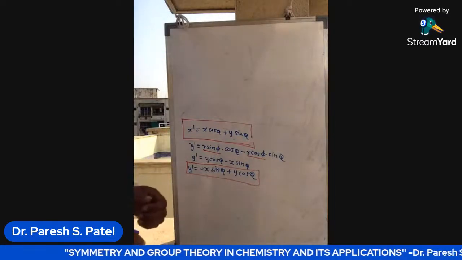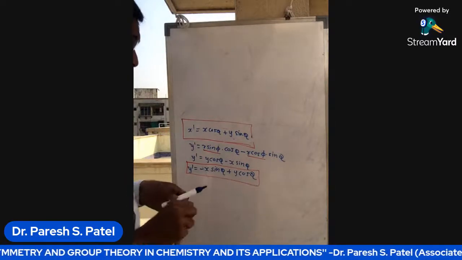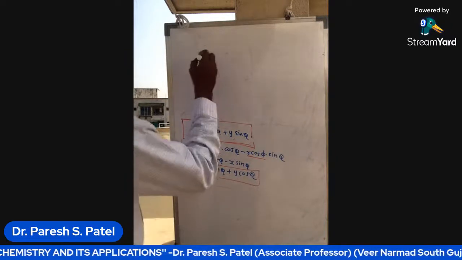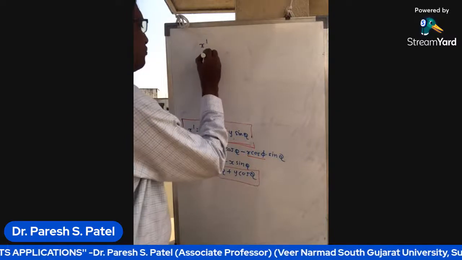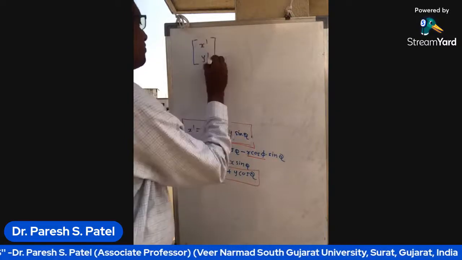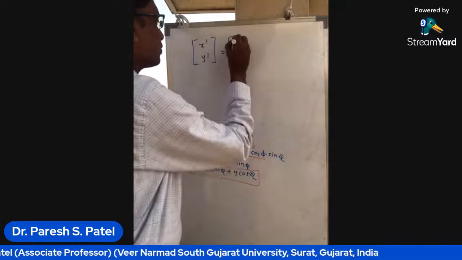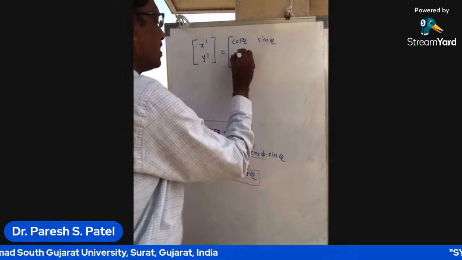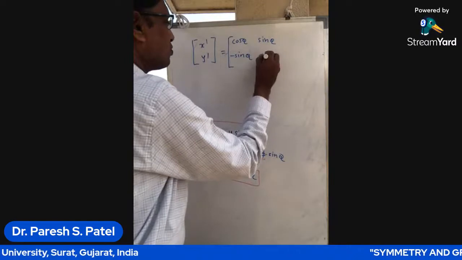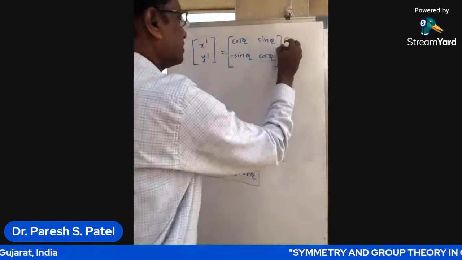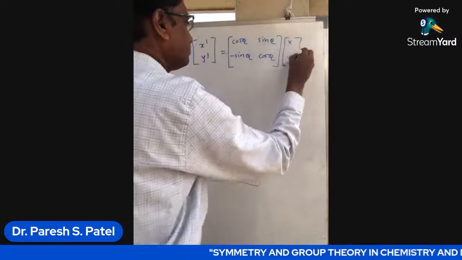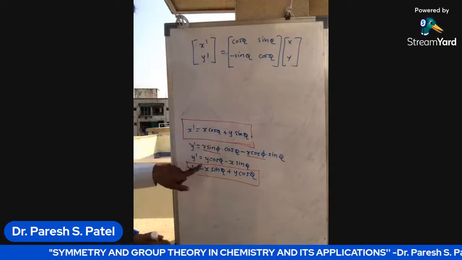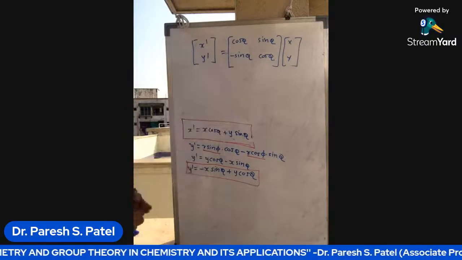Now x dash is equal to x cos theta plus y sin theta, and y dash is equal to minus x sin theta plus y cos theta. Now we can represent these two equations in the form of a matrix. x dash and y dash is equal to the matrix cos theta, sin theta, minus sin theta, cos theta, times x and y.